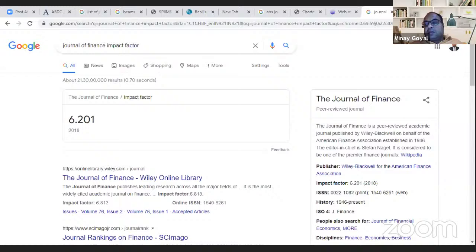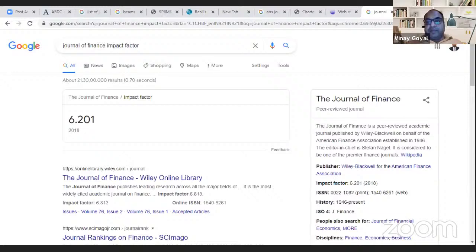High impact factor means people are citing your study. Now, in the US, most of the universities give weightage to citations, how many citations you have. So that means they will publish in journals which have a high impact factor rather than category.